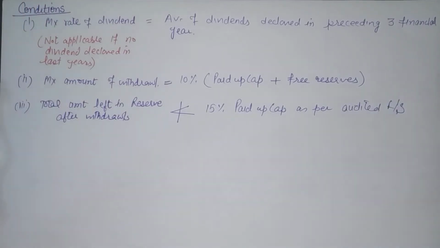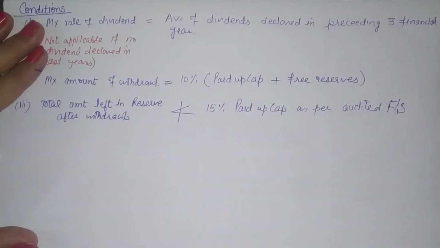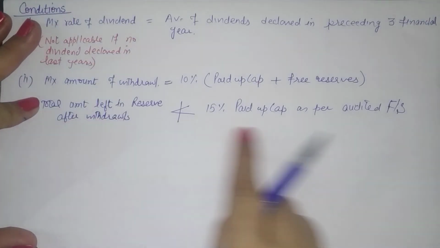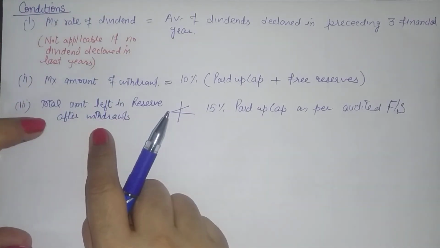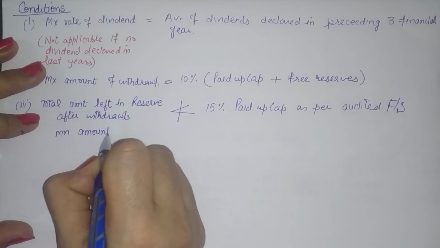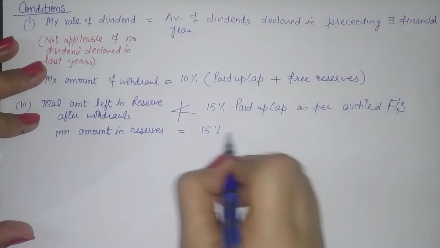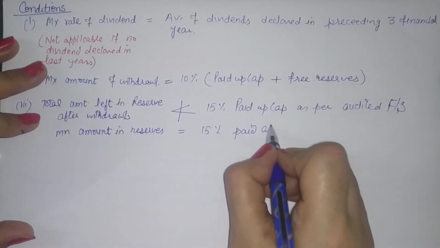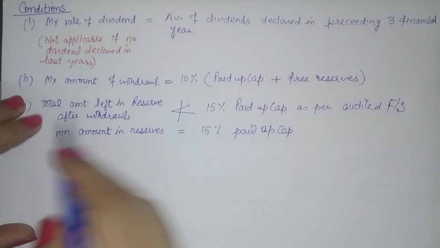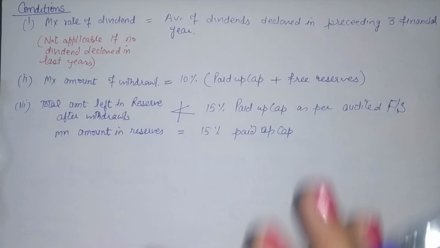So in a year when you want to utilize your reserves to give the dividend, then you need to get your financial statements audited, and only on that basis can you decide how much amount can be withdrawn from the reserves. So in a way, this is the condition on the minimum amount to be kept in reserves. That is 15% of paid up capital. Because when we say the total amount should not fall below, it should not be less than, it means this is the minimum amount to be kept in reserves.